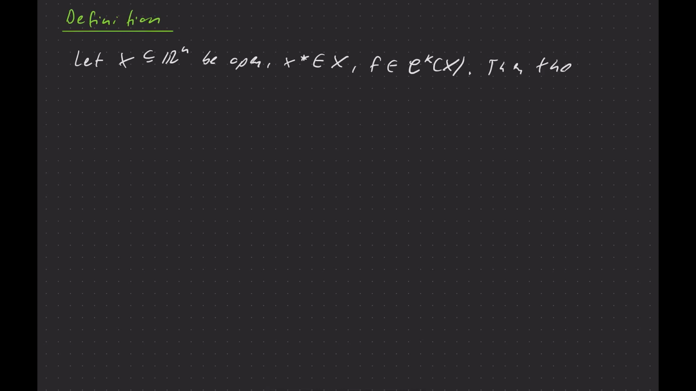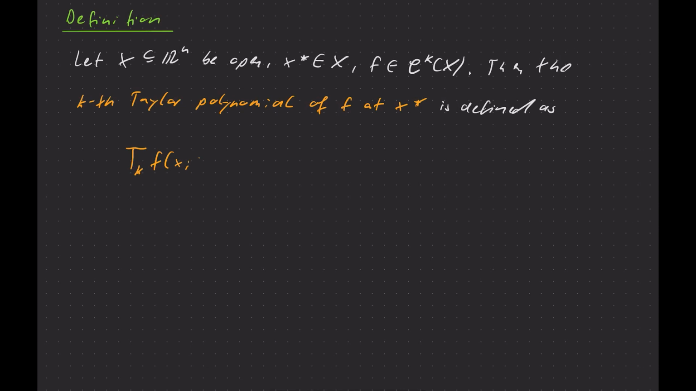Then the kth Taylor polynomial of f at x star is defined as, well, the notation is the same as in the one-dimensional case. We denote that polynomial by T_k f of x at x star, like this here.